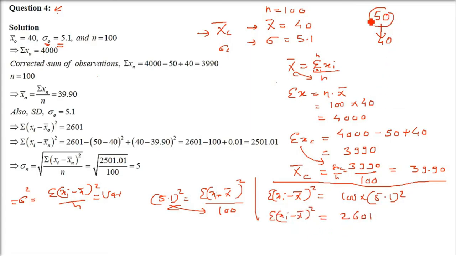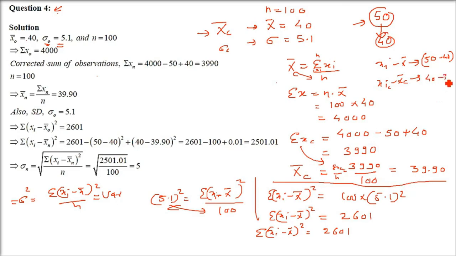Now the problem is that 50 was our mistake and 40 was the correct one. So we'll take the same way: we have to take xi minus x bar whole square. So 2601. Now what you have to do is, for the incorrect one you have to subtract, and for the correct one you have to add. So xi minus x bar, if we take the older one, 50 was the incorrect number, 40 was the mean. Now the corrected one. This corrected value is 40. And what is the corrected x bar? 39.9.